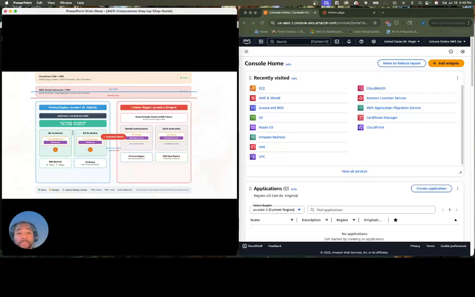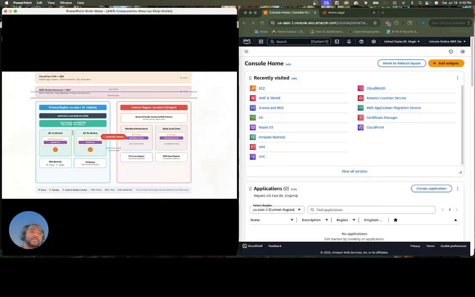For the S3 bucket, that's where we'll be hosting the static files like the product images, and we'll be creating two different buckets. One will be for the backup of the website, and one for the images for the products. This will be a highly durable storage component.